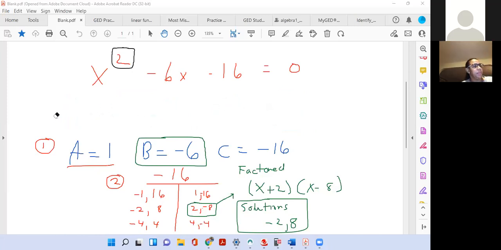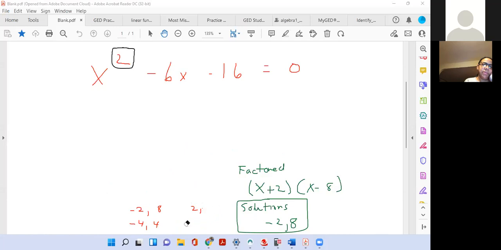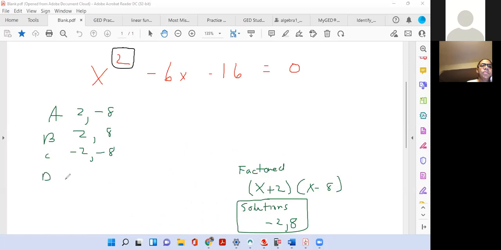Now, there are two ways they can ask you this question. They might give you a quadratic equation and ask you to factor it, or they might ask you to solve it. But if you learn how to factor it, you'll learn how to solve it. So here, we already know the answer, but let's do A: 2 and -8. B, 2 and 8. C, -2 and -8. D, -2 and 8.